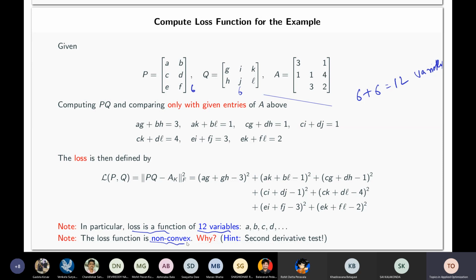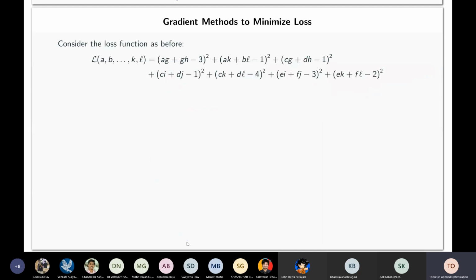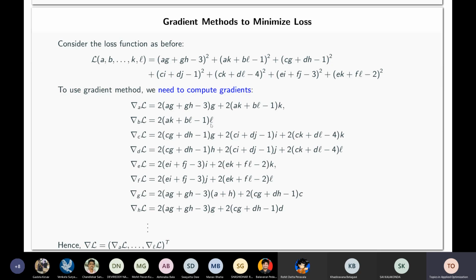But the loss function is non-convex. In other words, the Hessian is not guaranteed to be positive definite. So this is the information we have. This is the loss function we wrote in the previous slide, and we have to compute.